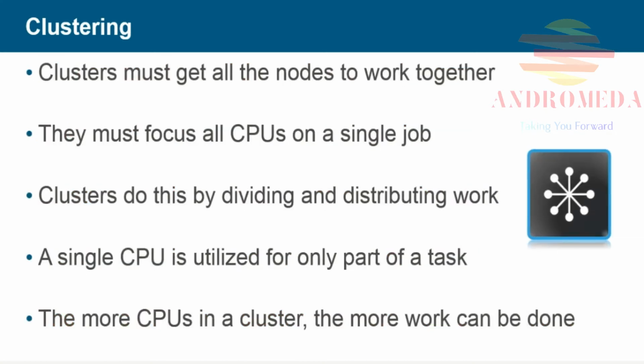How do all these machines work together? Clusters have their own unique challenges. The largest challenge is how we can get all these CPUs to work together to solve a single task. They must do this by dividing and distributing the work. In a distributed computing environment, each CPU is utilized to perform part of a task. When more and more CPUs chip in on running a job, the job runs faster.